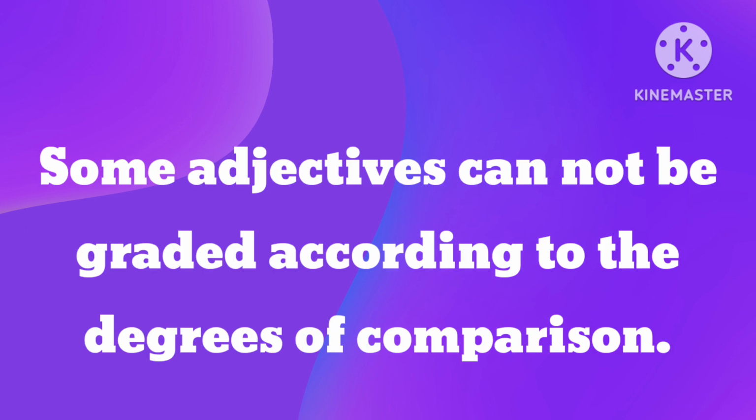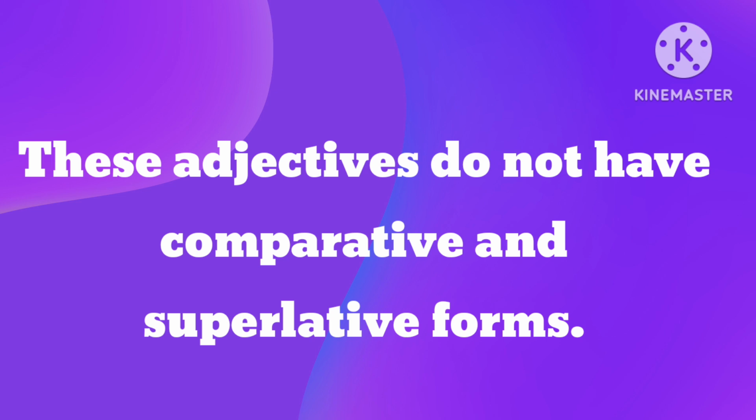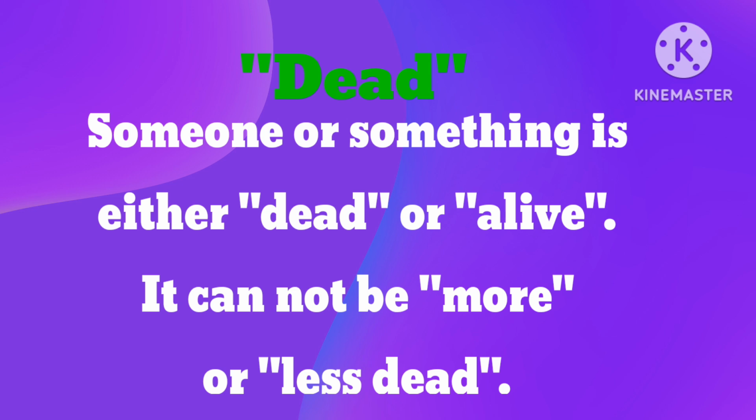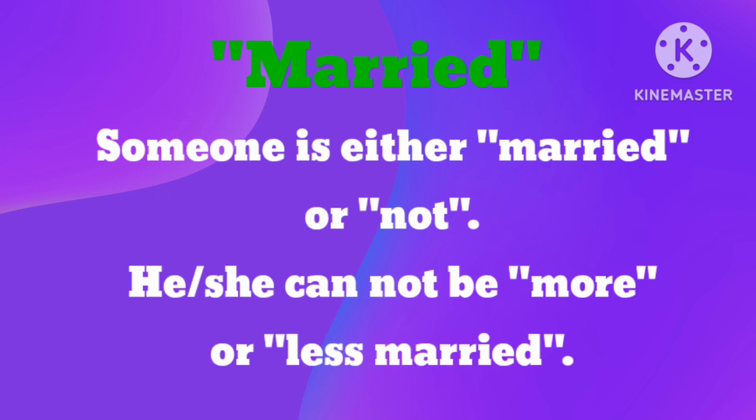3. Non-gradable adjectives. Some adjectives cannot be graded according to the degrees of comparison. These adjectives do not have comparative and superlative forms. Examples: dead. Someone or something is either dead or alive. It cannot be more or less dead. Married. Someone is either married or not. He or she cannot be more or less married.